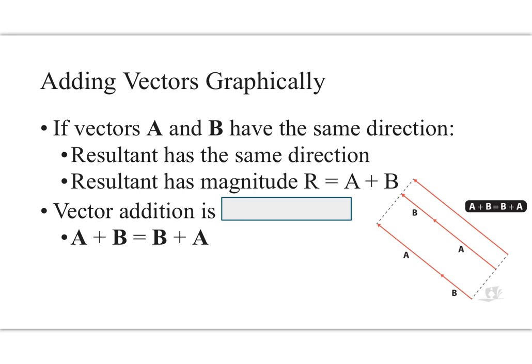So in this case, vector addition is commutative. Remember that term from algebra. Commutative means it doesn't matter what order you add in. It does not matter what order you add in. It is going to be commutative.